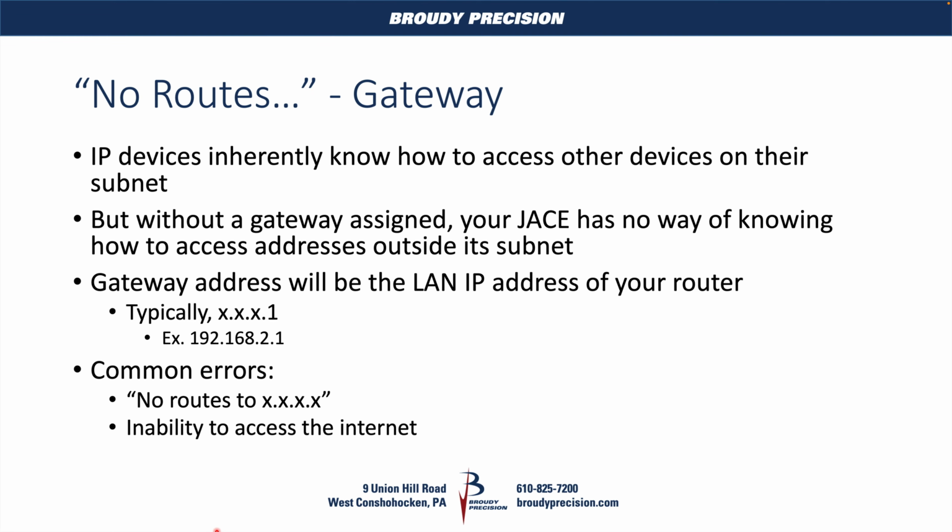If you don't know what the router's IP address is, typically the last octet is going to be a 1. Sometimes you'll see it as a 254, but it's typically going to be a 1. And then the common errors that you'll see with this are "no routes to", like we talked about earlier, and an inability to access the internet altogether, because obviously the internet isn't on your subnet. So in order to get out to the internet, you've got to have that gateway assigned.